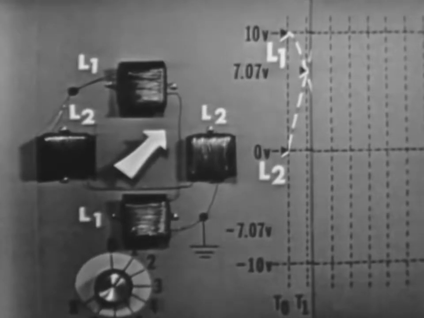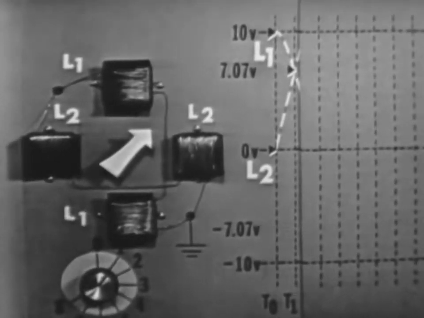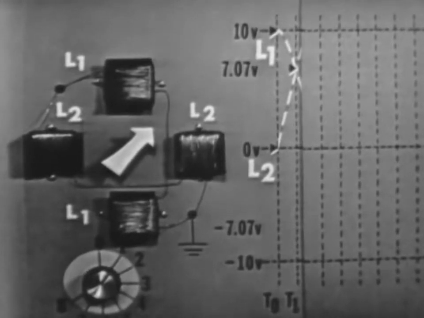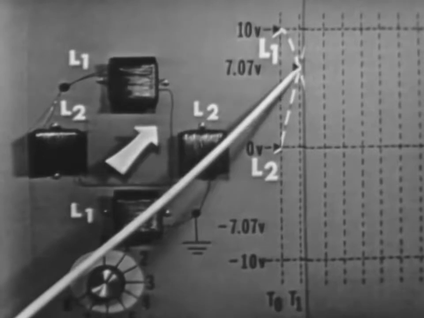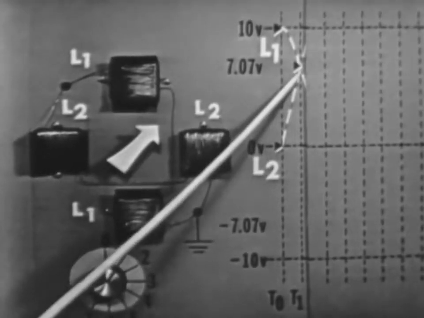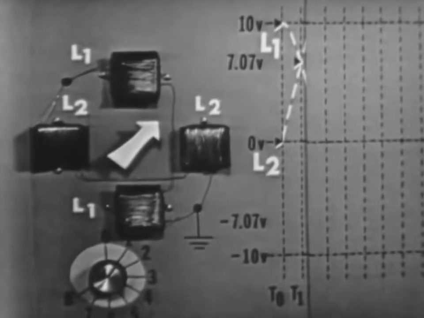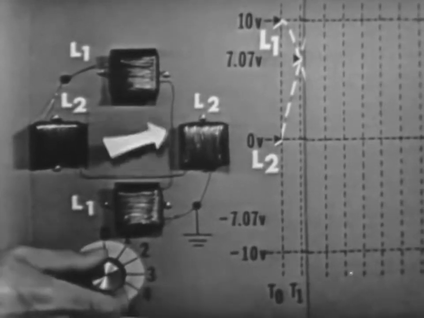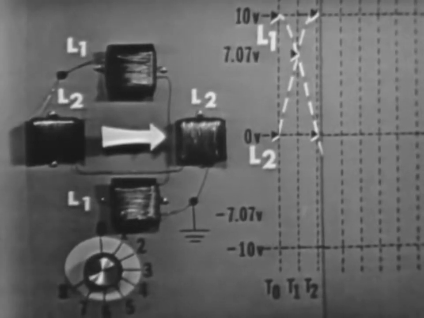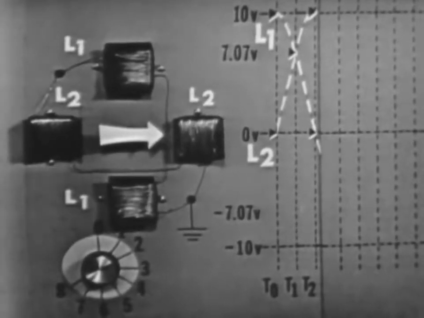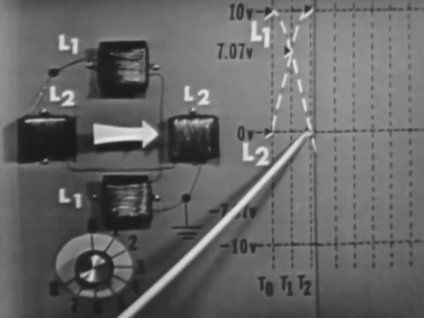There we go. Now, at time 1, the pointer is indicating 45 degrees. Now, this tells us that both coils must now have voltage applied to them. Now, the voltage on L1 has dropped to 7.07 volts. And the voltage on L2 now has risen to 7.07 volts. All right, switch it to time 2. At time 2, the pointer shows that only L2 now has voltage applied. It's at maximum positive, 10 volts. L1 is now at 0 volts.